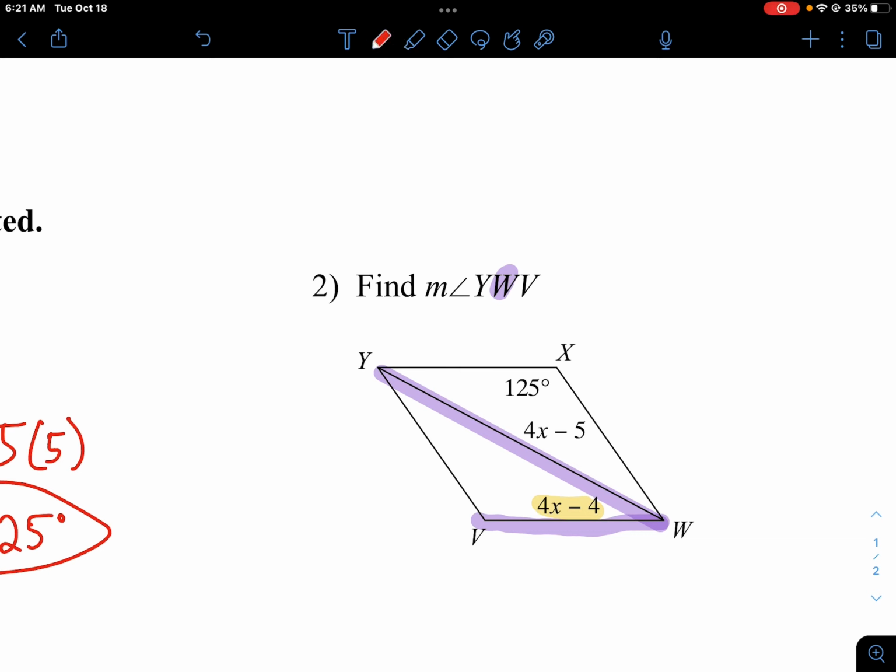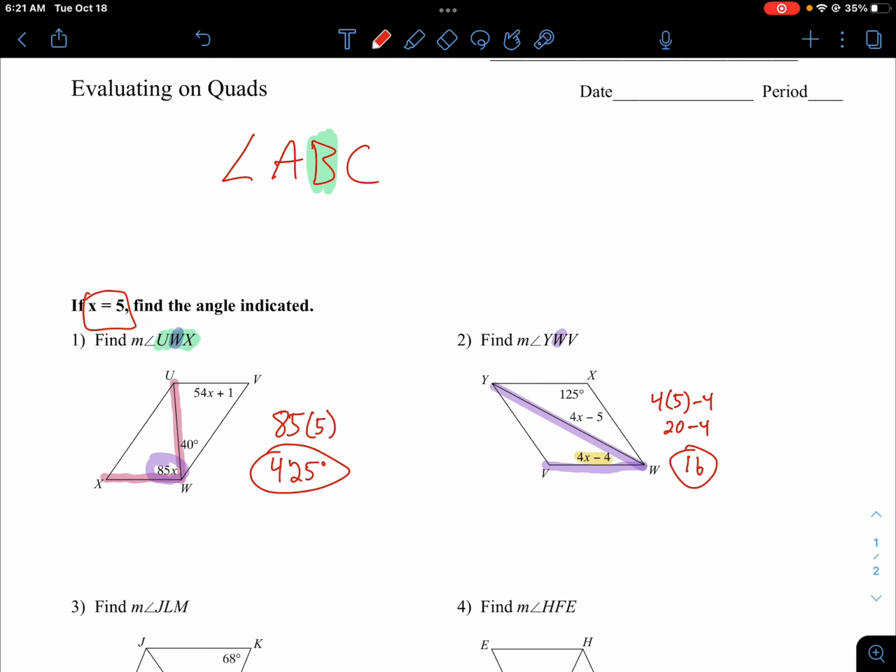So if x equals 5, find the angle. So instead of 4x minus 4, it's 4 times 5 minus 4. And so just follow PEMDAS, right? And you get 16. Okay? So finish the page there.